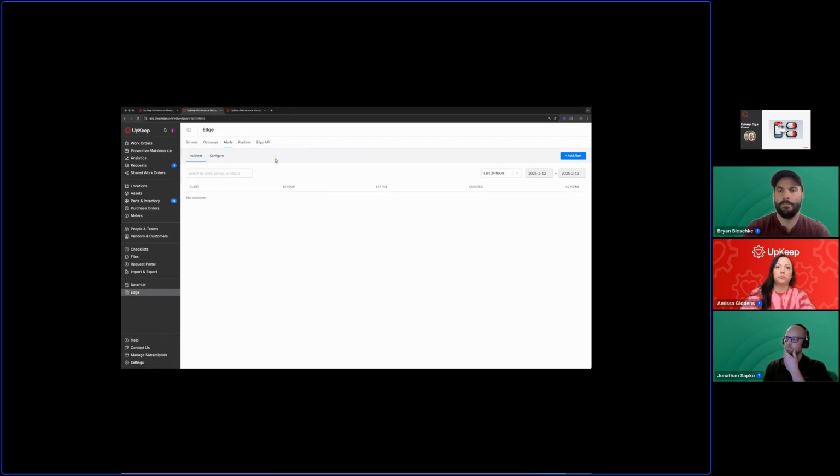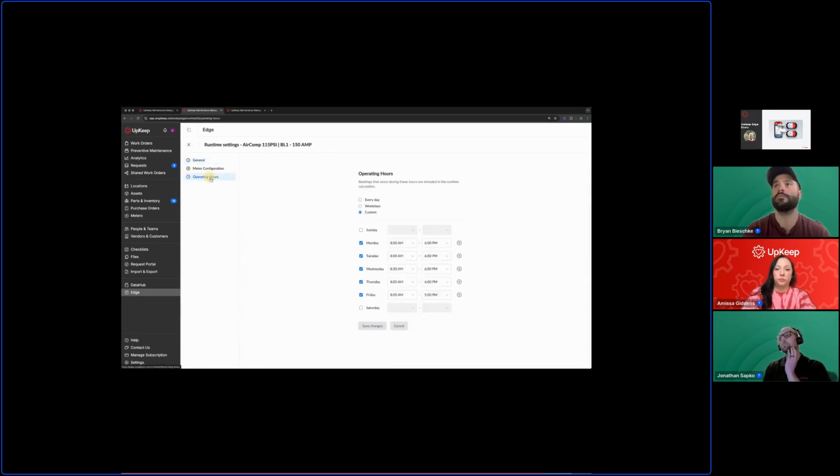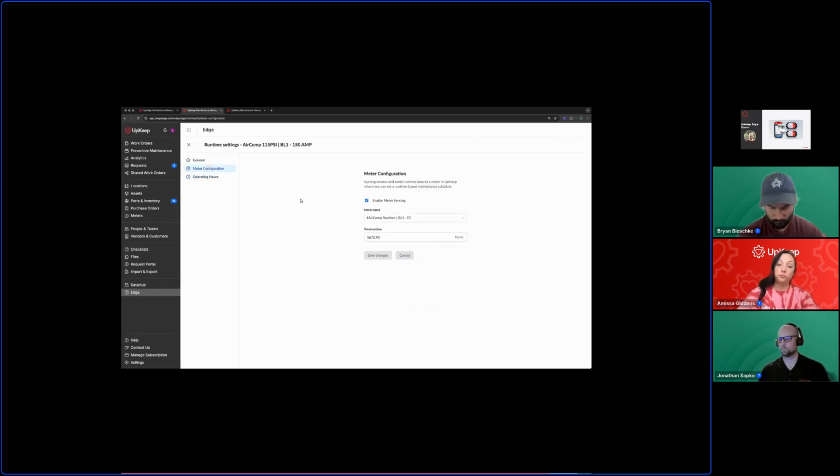Before I pass it back to Brian and Amissa here, we also have on our current sensors the concept of runtime. So what this runtime is going to allow you all to do is set actual operating schedules of when we should be seeing readings come into place directly to your asset. And it's going to start calculating the runtime based on the schedule that we have here. And then we can even tell it to say, hey, if the meter is synced, we want it to always be synced to this runtime here.